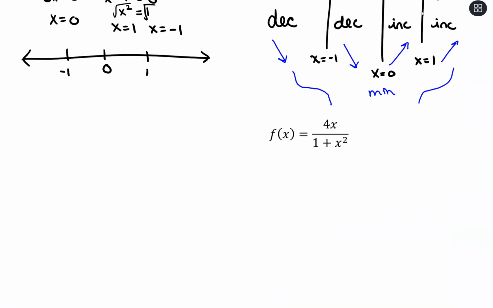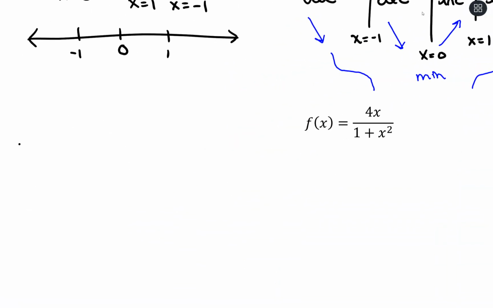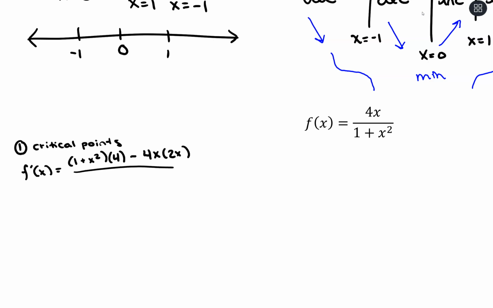Okay, one more example here with a rational function. So let's start with our critical points. And with that, our first derivative is going to be low d high, so 1 plus x squared times 4 minus 4x times 2x all over 1 plus x squared squared.